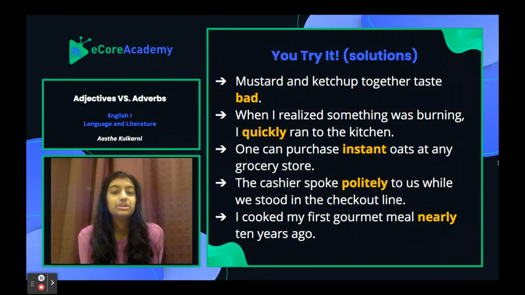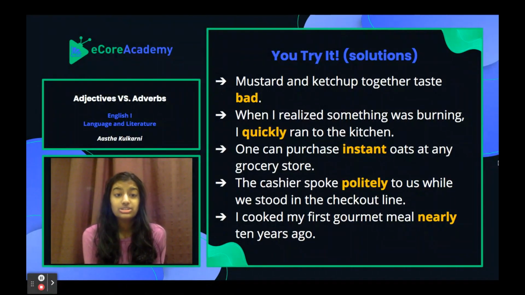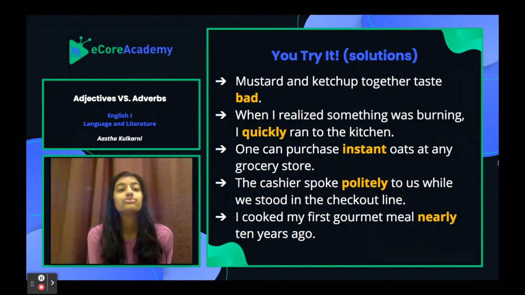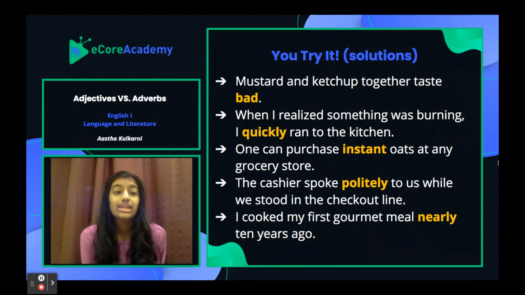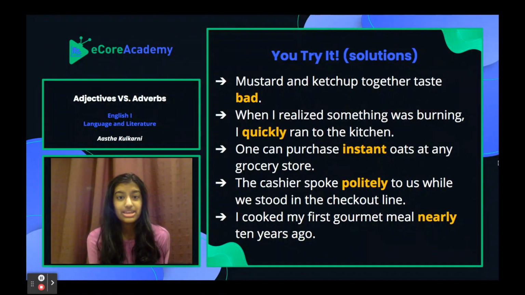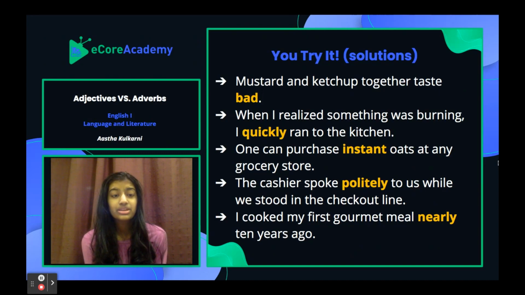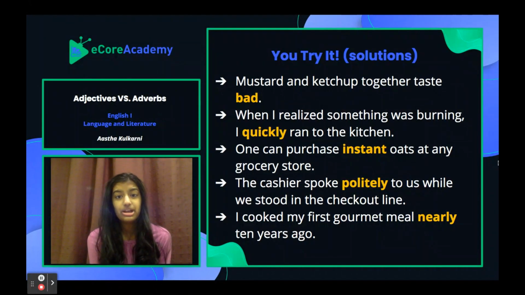When I realized something was burning, I quickly ran to the kitchen. So there's 2 ways you get to tell this was the right answer. Quickly is modifying the word ran, and ran is a verb, which we use adverbs for. So that's why we know it's an adverb. And then also, if English is your first language or even your second language, you might have been able to hear that it doesn't sound right if you use the word quick. Like, when I realized something was burning, I quick ran to the kitchen. You can kind of hear that doesn't sound right. So also doing a hearing test is a good way to figure it out.